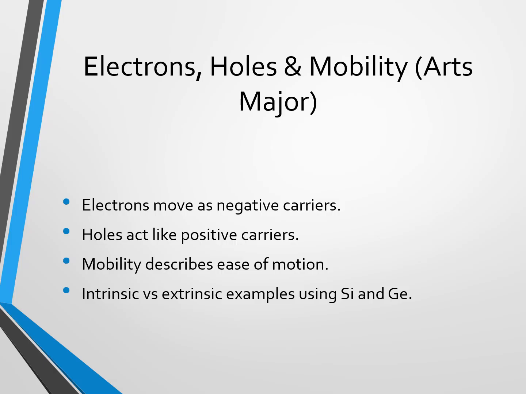If the road is smooth and open, cars move easily. That's high mobility. If the road is bumpy and jammed, cars move slowly. That's low mobility. In intrinsic semiconductors like pure silicon or pure germanium, electrons and holes naturally appear from heat, and they appear in equal numbers. But in extrinsic semiconductors, where we add impurities, like adding phosphorus to increase electrons or adding boron to increase holes, the mobility and the number of carriers can change dramatically. It's like adding more cars or creating more parking spaces in one direction than the other.